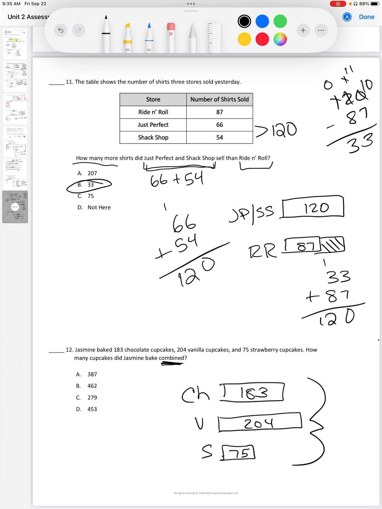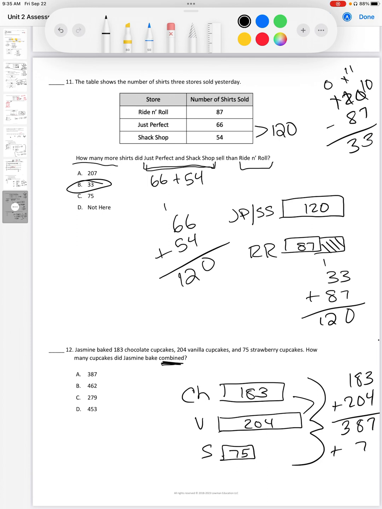So let's work an addition problem. Some kids try to stack multiple numbers together at once. It usually doesn't go very well because things get off and shift in a weird way. I would suggest adding two numbers together and then tacking on the third. So 183, 204. 4 plus 3 is 7. 8 plus 0 is 8. 1 plus 2 is 3.